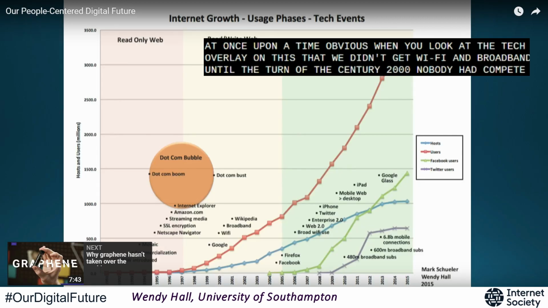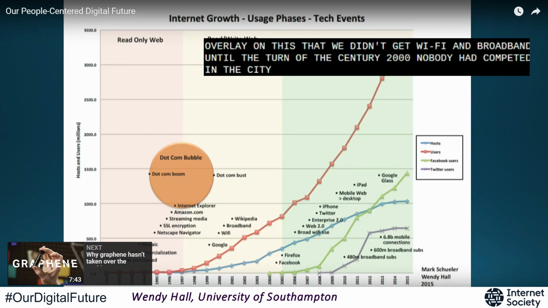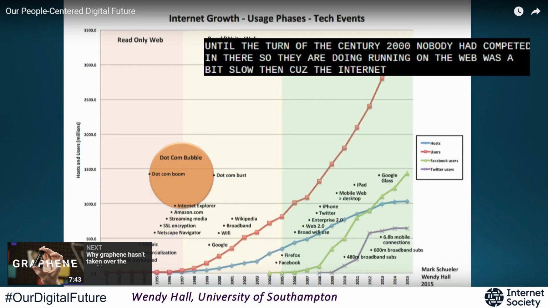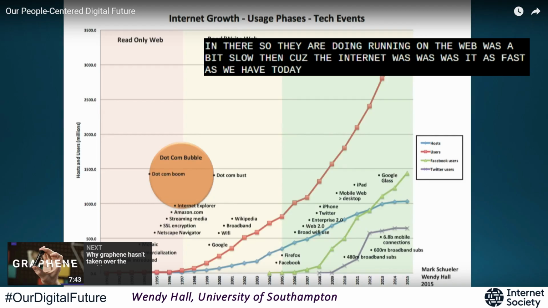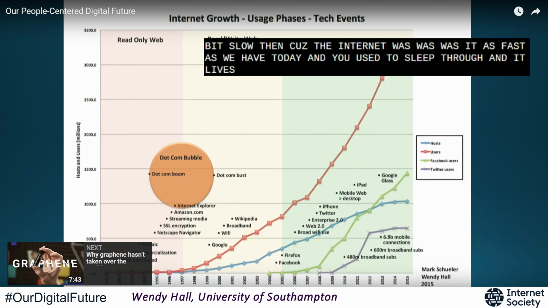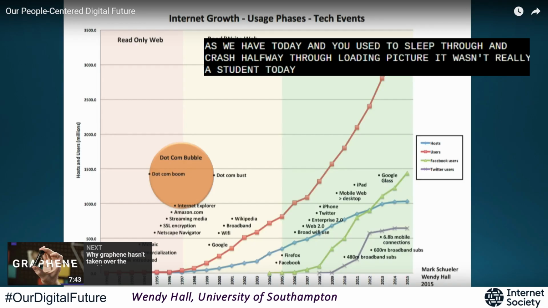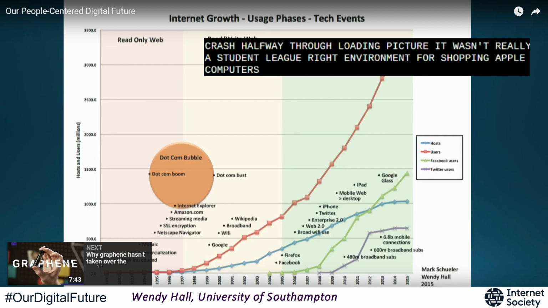Nobody had computers in their homes, and the web was a bit slow then because the internet wasn't as fast as we have today, and it used to chug through and it would crash halfway through loading a picture. It wasn't really a hugely great environment for shopping. That all changed as we got computers in the home and faster broadband, and we got Wi-Fi.